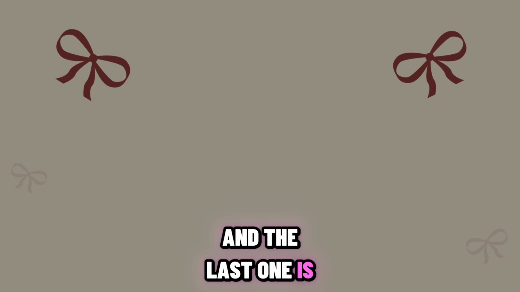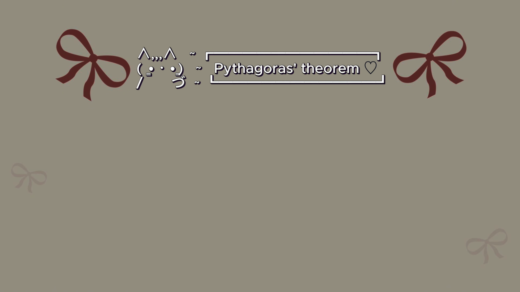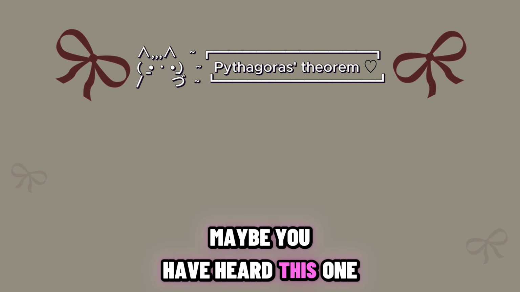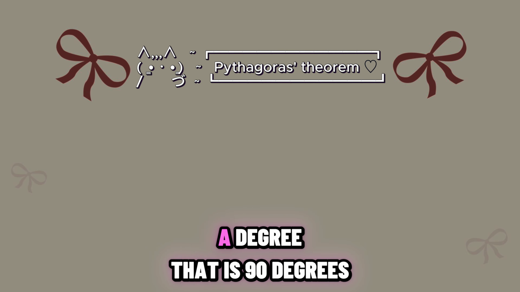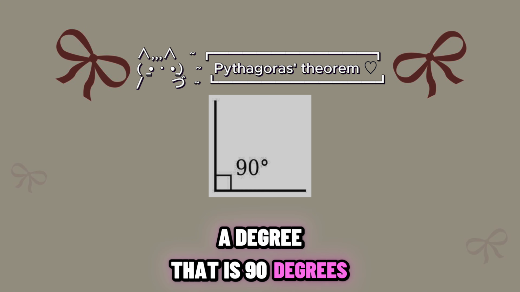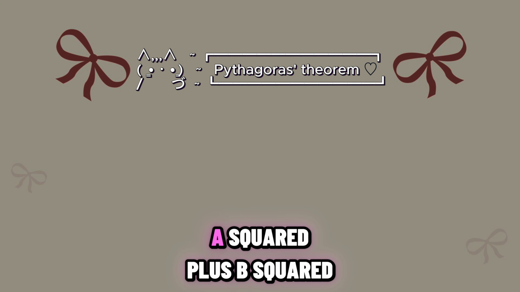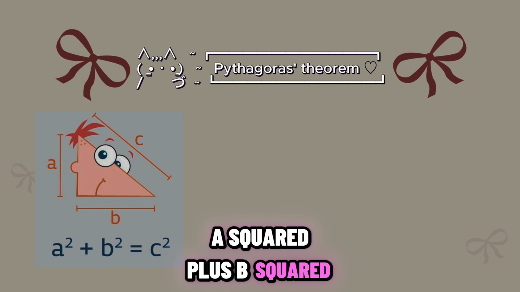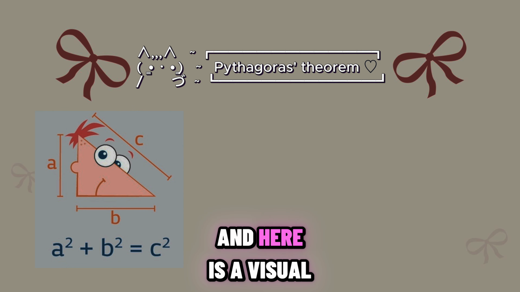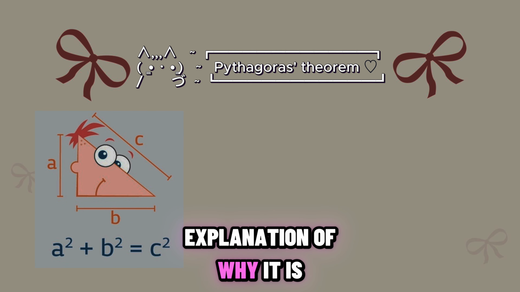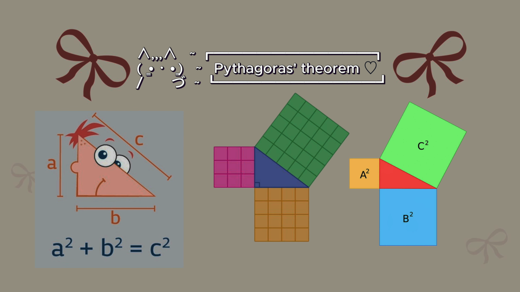And the last one is Pythagoras theorem. Maybe you have heard this one. So for a triangle with an angle that is 90 degrees, a squared plus b squared equals c squared. And here is a visual explanation of why it is like that.